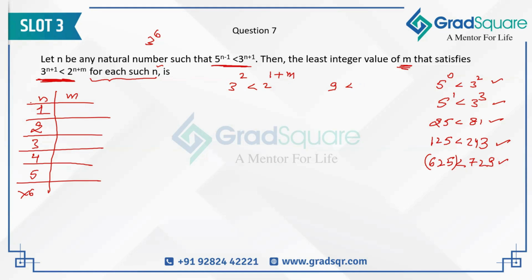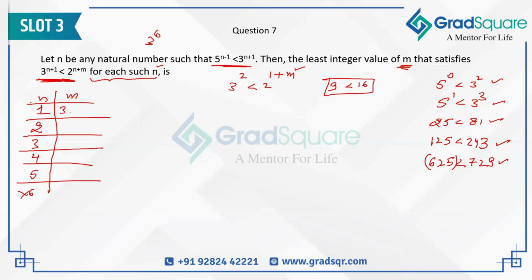If I take the value of m as 2, then the total power will become 2 cube, which is 8. Again, 8 is not greater than 9. So I'll have to put the value of m as 3. 3 plus 1 will become 4, and that is going to become 16. If you put any value of m greater than or equal to 3, this inequality is going to be satisfied.